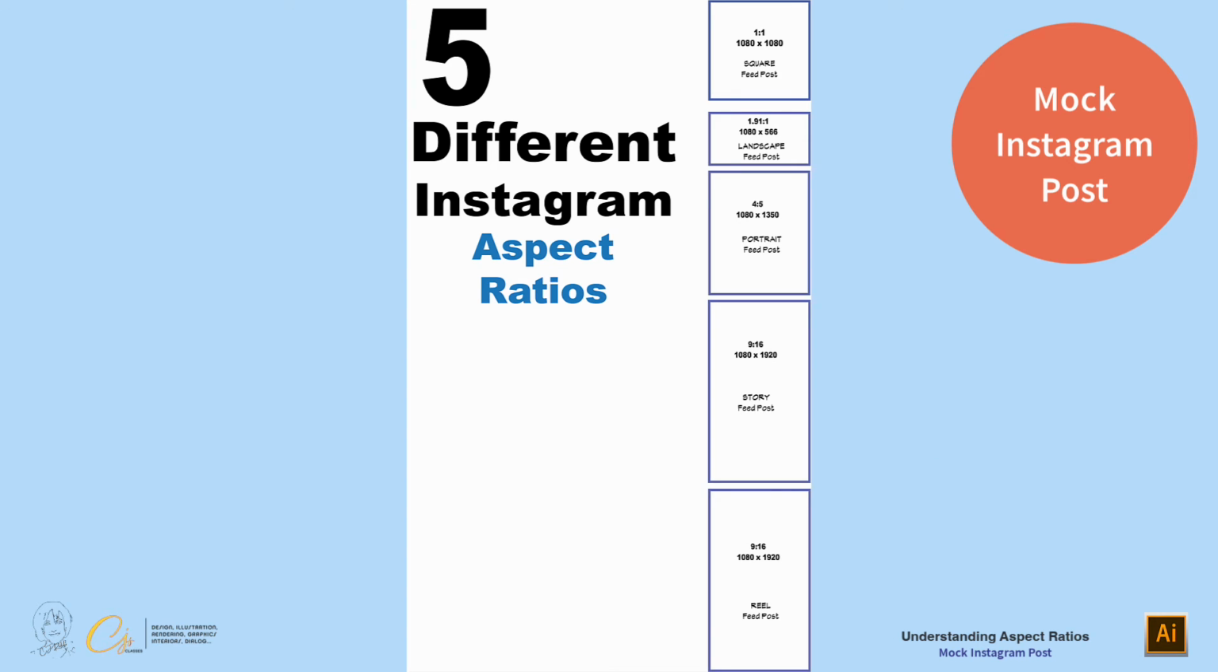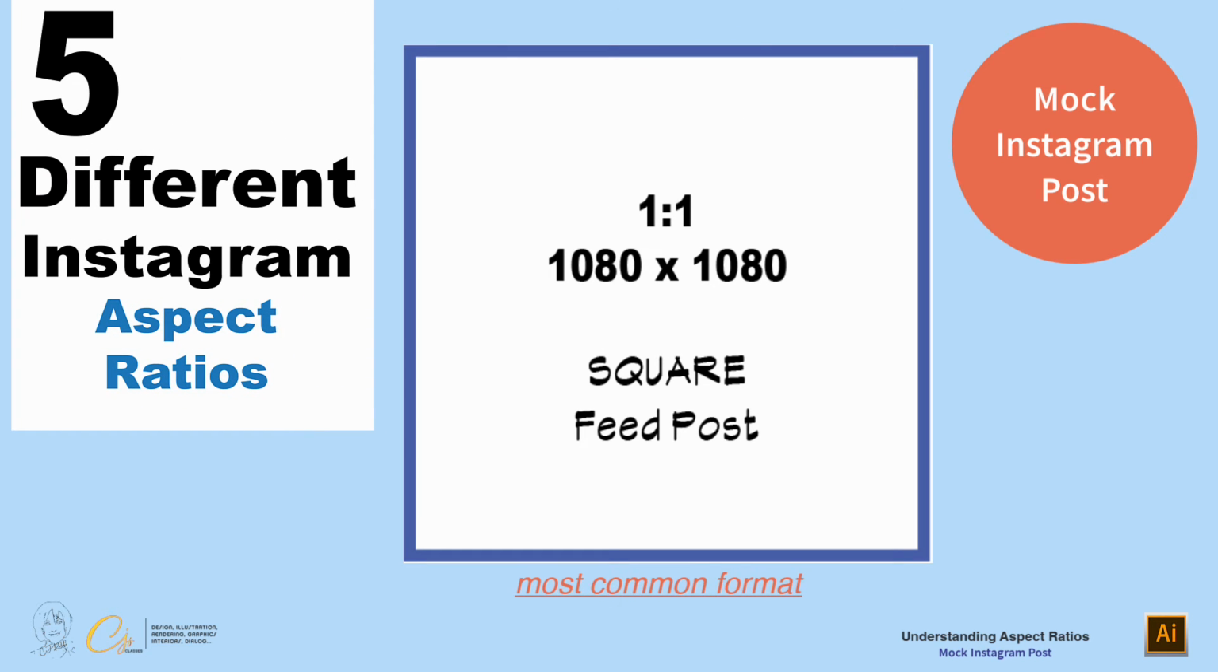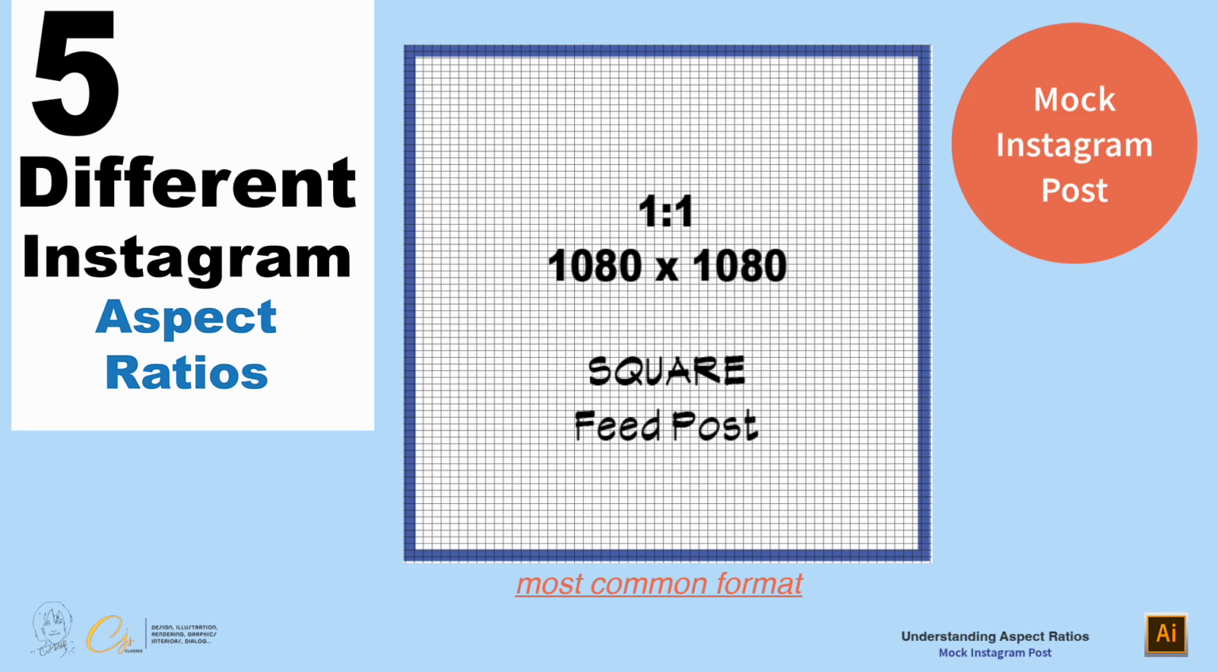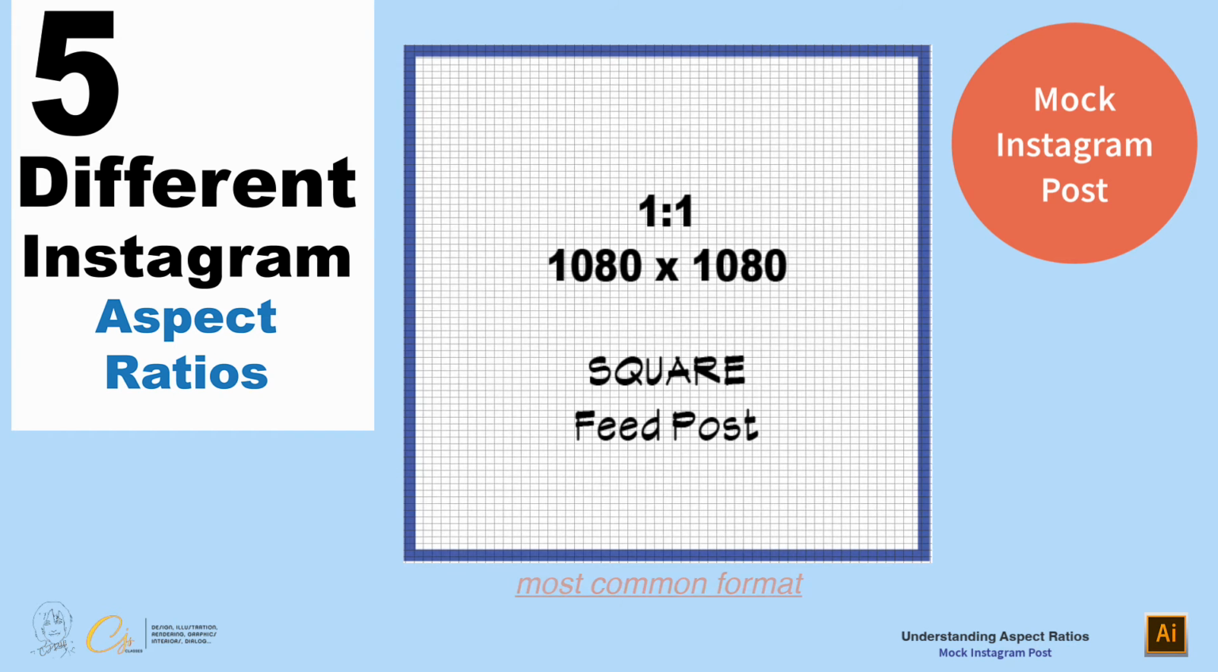There are 5 standardized formats defined by aspect ratio that are recommended for Instagram posts. The most commonly preferred post is defined by 1080 pixels by 1080 pixels. This is a 1-to-1 ratio. We will set up the mock Instagram post for the standardized 1080 by 1080 square posting.